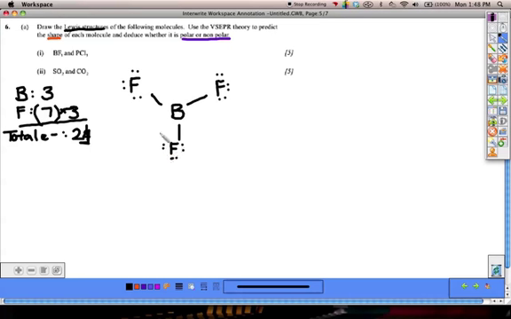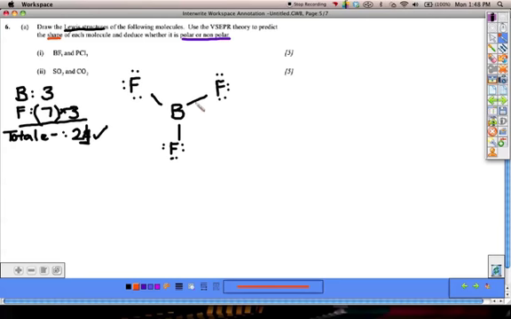Now the octet rule is satisfied with all of my fluorines because there's 2 electrons, plus 2, that's 4, plus 2, that's 6, plus 2, that's 8, around each of the fluorines. Again, boron is odd, it doesn't need 8, it just needs 6, which it does. It has 2, 4, 6. Then I want to do this double check of 24 at the end. So I have 8, 10, 12, 14, 16, 18, 20, 22, 24. So sure enough, I do meet my total, so that part is good.